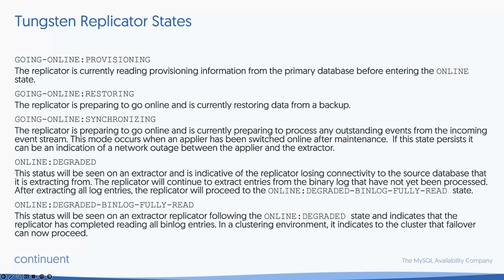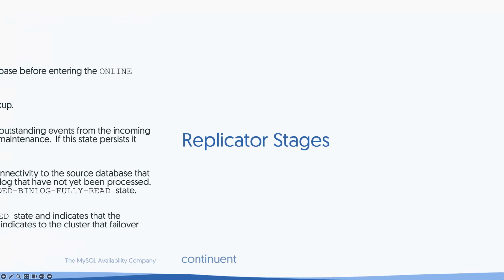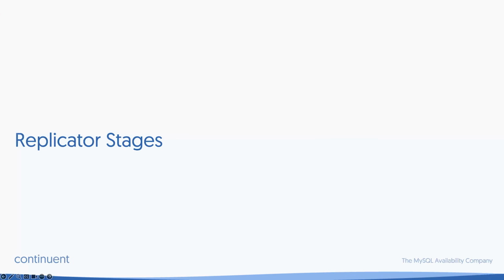Online degraded is seen on extractors when we detect the source database as being unavailable. The replicator will continue to process any binary log information available and will then progress to the next stage. Online degraded binlog fully read indicates we have lost the source database, similar to the previous state. In this case, we have read all of the binary log information we have and a failover is now safe to be initiated.